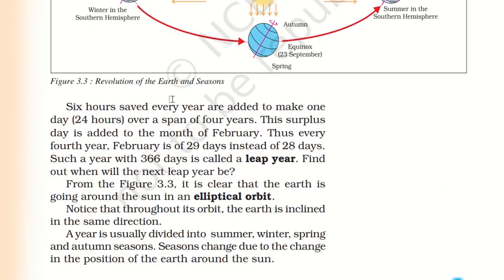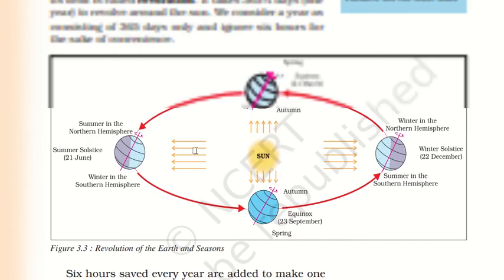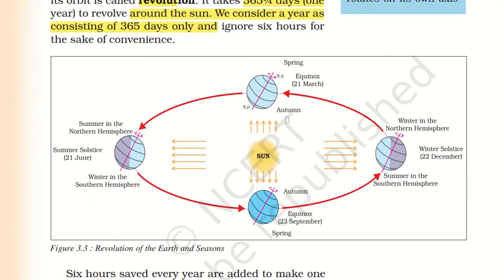And here we can see February is of 29 days instead of 28 days. Such a year with 366 days is called a leap year. And further we will see it by pictorial representation.